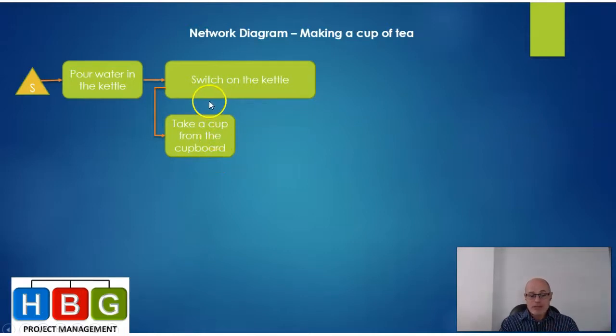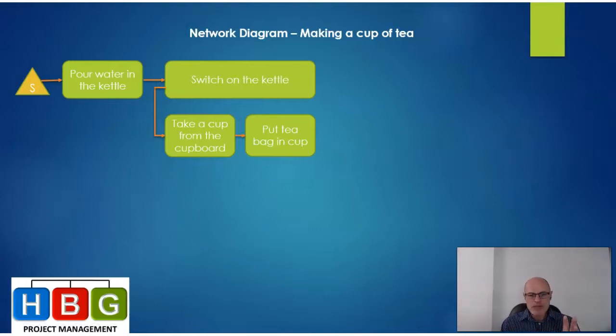They happen at the same time, because switching on the kettle is a mechanical exercise that goes on its own, and I can then do something else. So you can see the relationship here is a start to start relationship. Right, then there's another arrow, and then after I've taken a cup from the cupboard, I put a tea bag in the cup. And you can see these two activities will take more or less the same time as switching on the kettle and boiling the water.